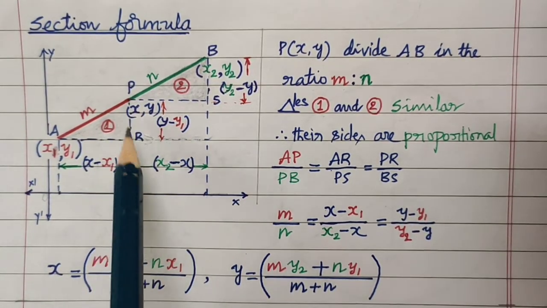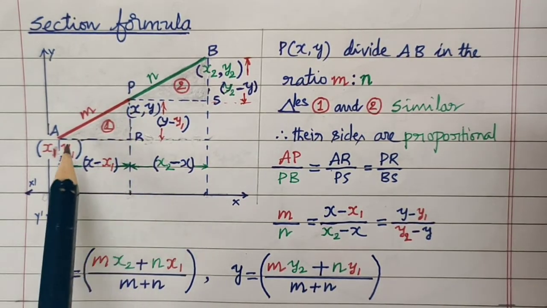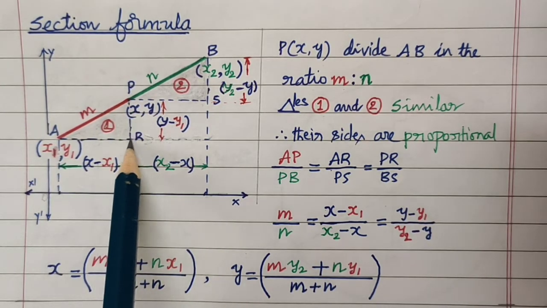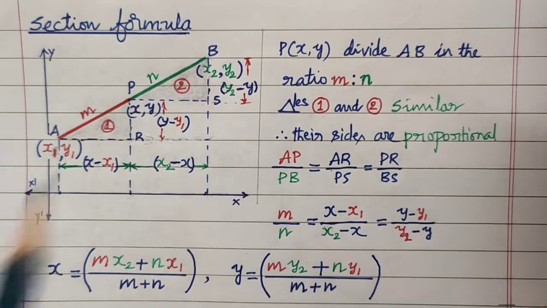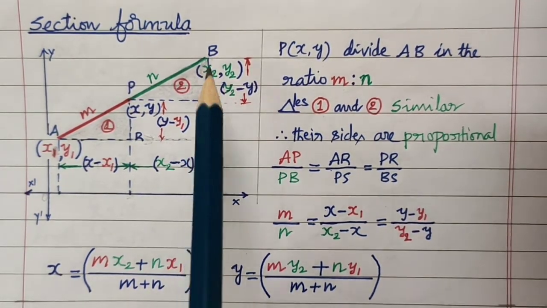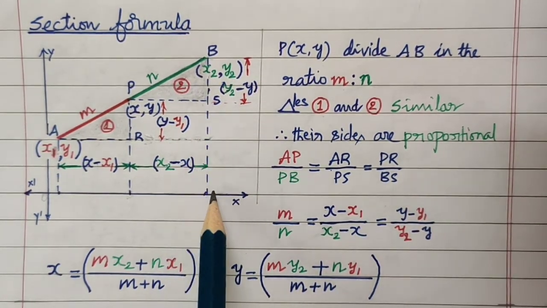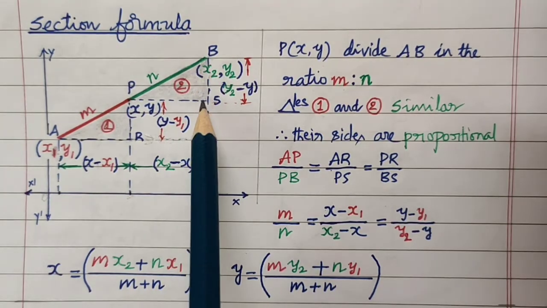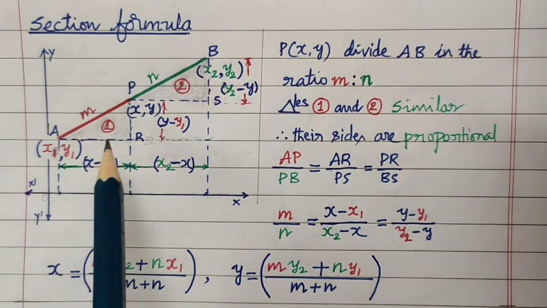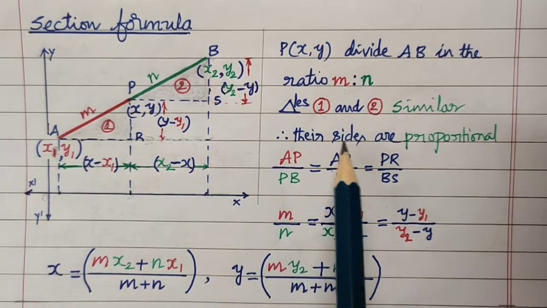Similarly, for this part, from here to here it is y, and here to here it is y1. Therefore, PR is equal to y minus y1. Here BS is equal to, from here to here it is y2, and here to here it is y. Therefore, BS is equal to y2 minus y. Because triangles 1 and 2 are similar, their sides are proportional.